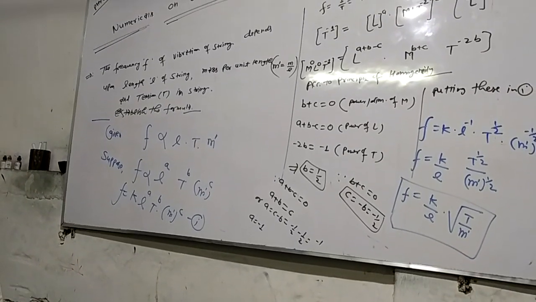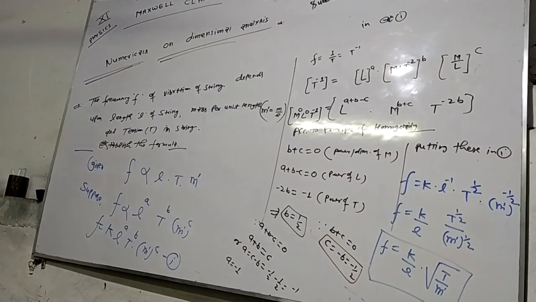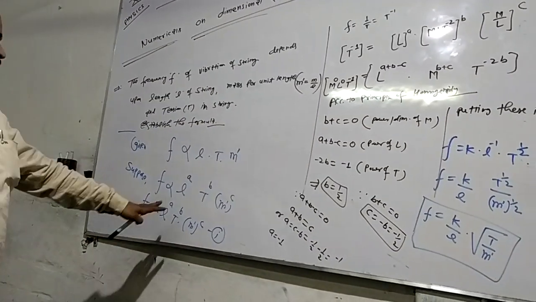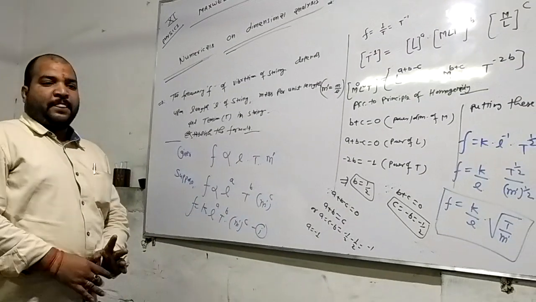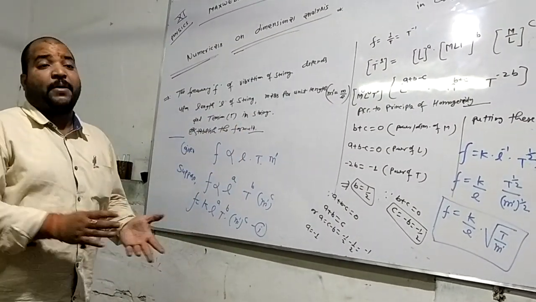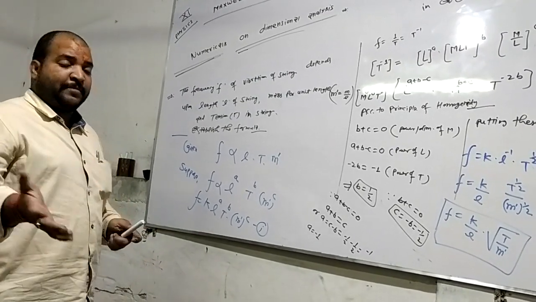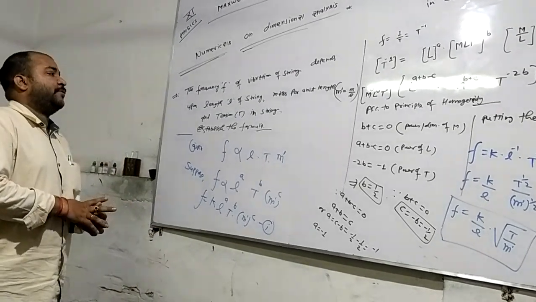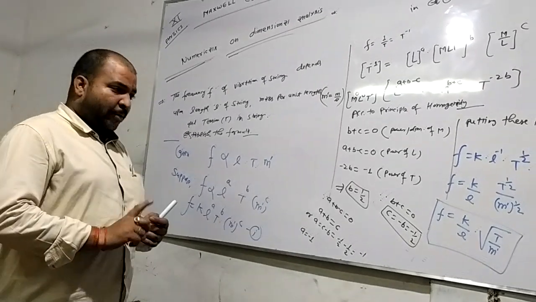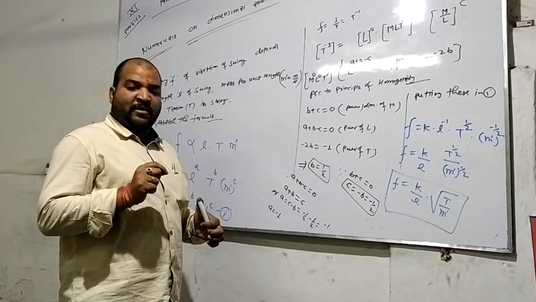What to do is only keep the values of the obtained constants, which are used here as the powers. This is the important type. Upon this, a number of questions are asked for 4 marks and 3 marks in your examinations. Now all 3 types of application of dimensional analysis are covered.